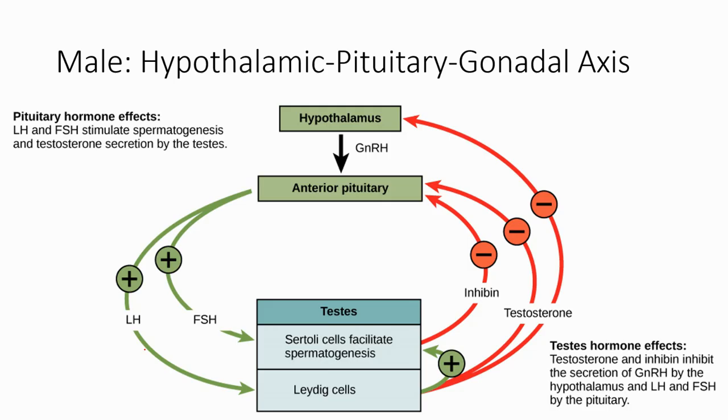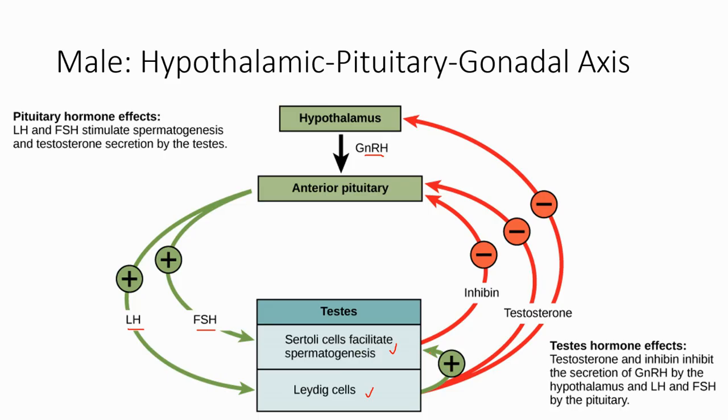So the hypothalamic pituitary gonadal axis, again, for the male. You've got your hypothalamus, which is secreting that gonadotropin releasing hormone. It will then cause that anterior pituitary gland to secrete FSH and LH. Luteinizing hormone is going to act on the Leydig cells, where FSH is going to act on the Sertoli cells. Now, the Leydig cells are going to secrete testosterone.